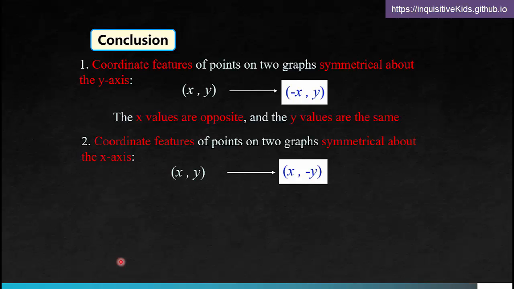Coordinate features of points on two graphs symmetrical about the x-axis. Well, (x, y) is turning into (x, -y), because since they're symmetrical about the x-axis, x remains the same while y is now its opposite number. The y values are the opposite and the x values are the same.